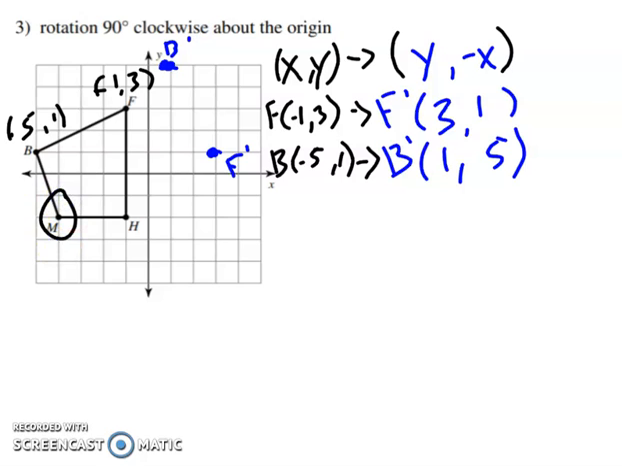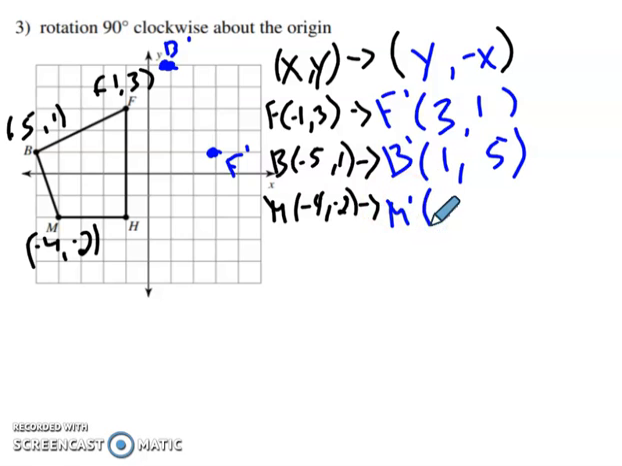All right, we have 2 more to do. We have M. M is negative 4, comma negative 2. So now we have M prime. We switch our order, so it's negative 2, comma negative 4. And now we take the opposite of what that X was. It was negative 4, so now it's going to be positive 4. So we now graph negative 2, comma 4.